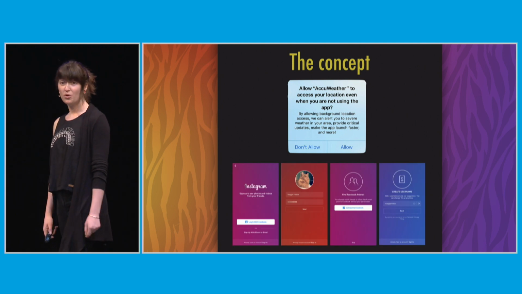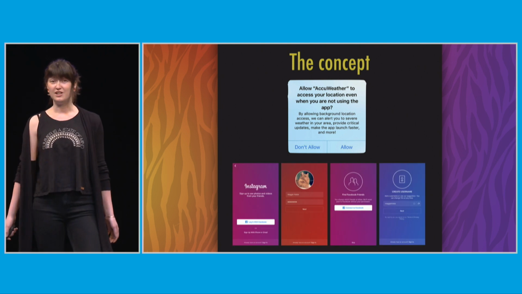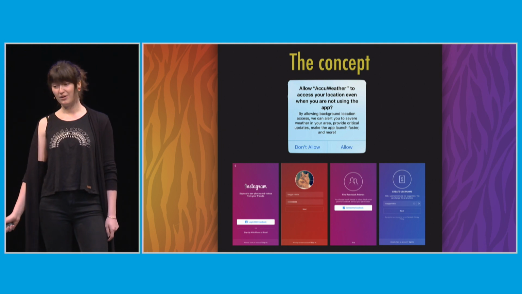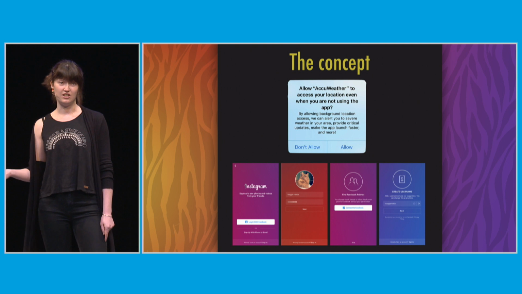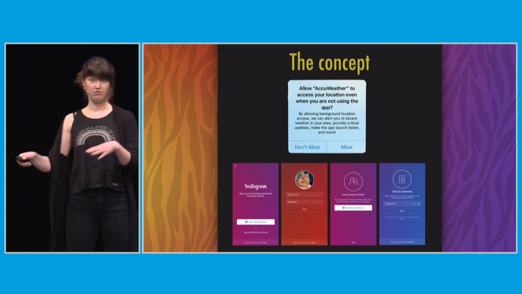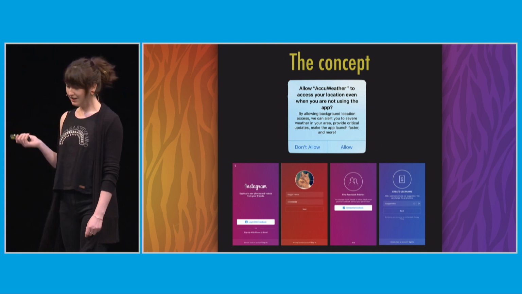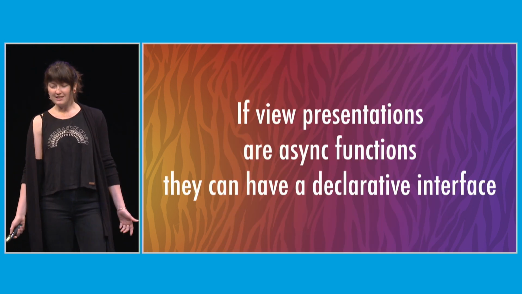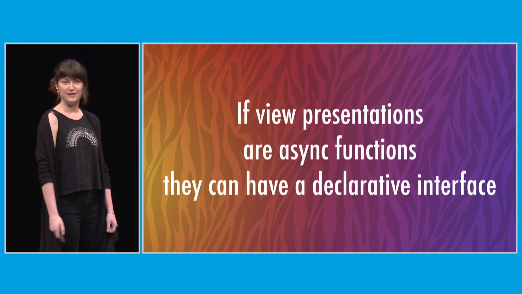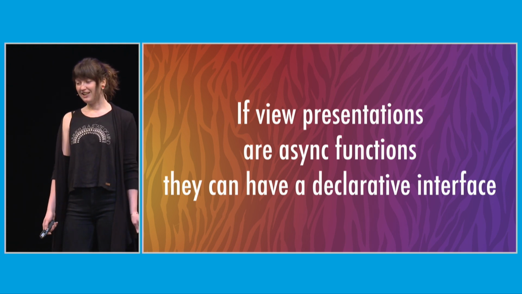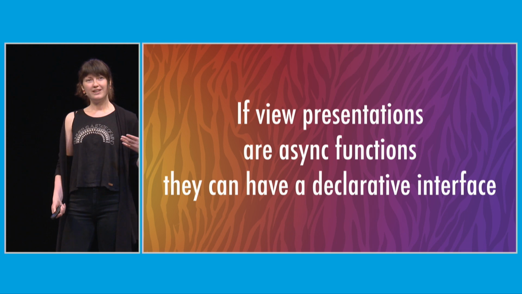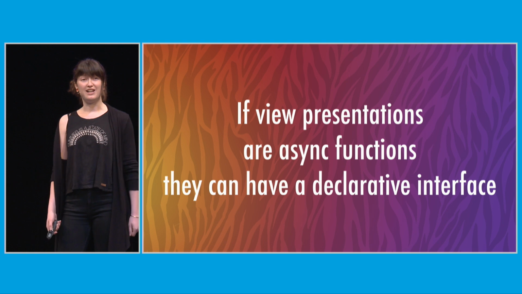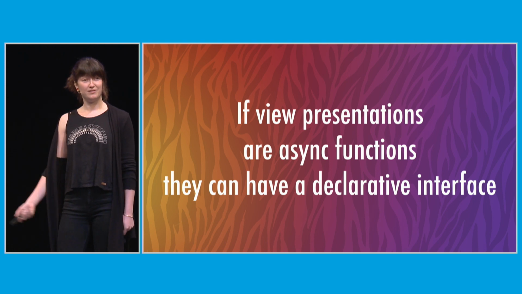Then showing something more complicated, like a login flow. I show the login flow, and there might be many, many steps in between. But what I care about is that I will get that authentication token. I don't care about where they go exactly. So what does this mean? It means that we can have declarative interfaces for view presentations, and we can combine them with other declarative code if we start thinking about them as asynchronous functions.